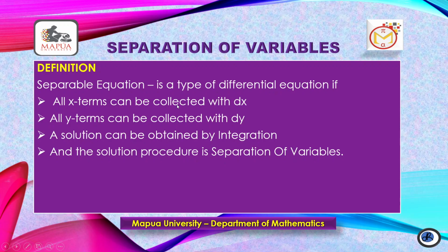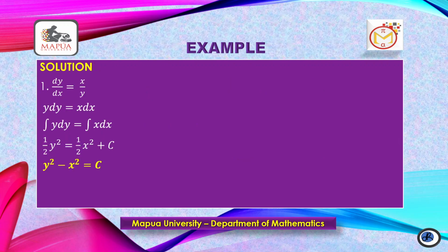We collect all the terms for x with dx and the y terms with dy, and then you can simply use the method of integration as we discussed in our previous lesson. So this method is the separation of variables or variable separable. In this example, for our first equation, we have the derivative of y with respect to x, so this is first order, first degree, and this is equal to x over y. The idea is to simply separate or combine the x with the dx and y with the dy.